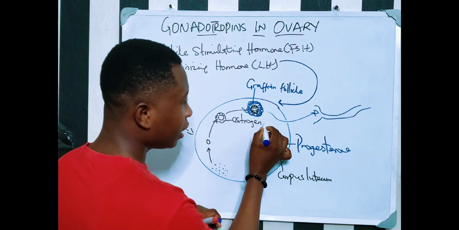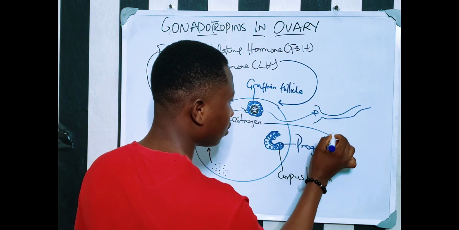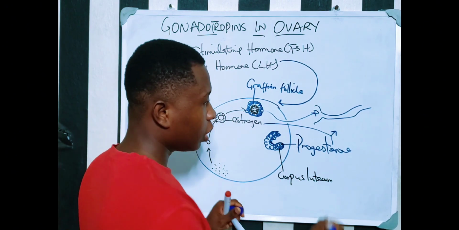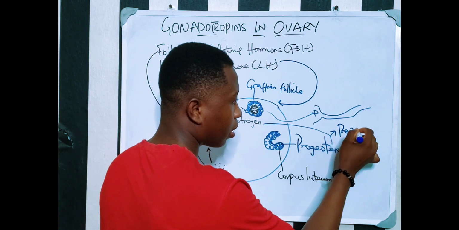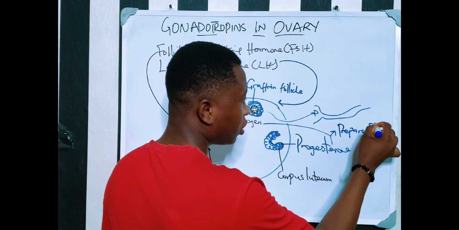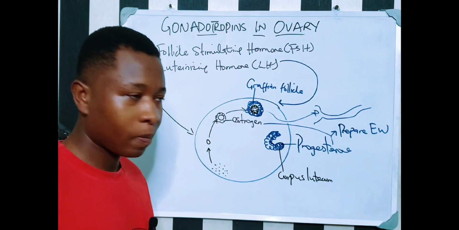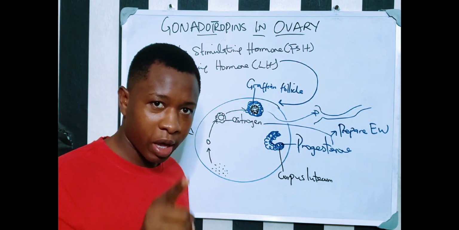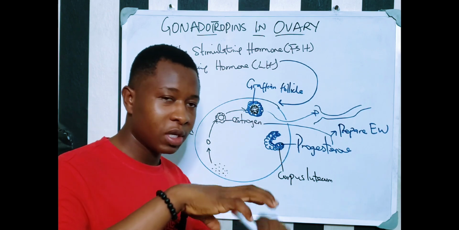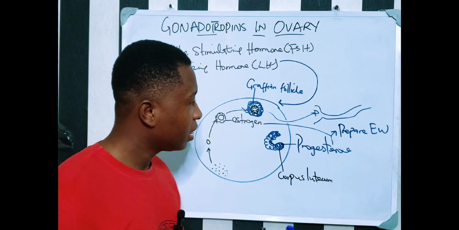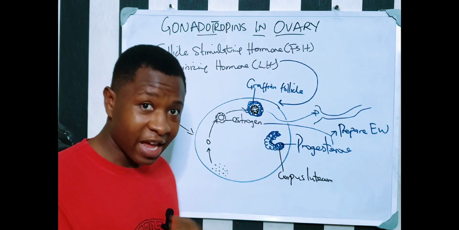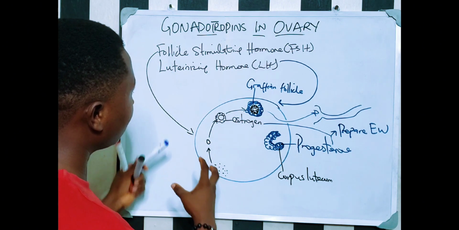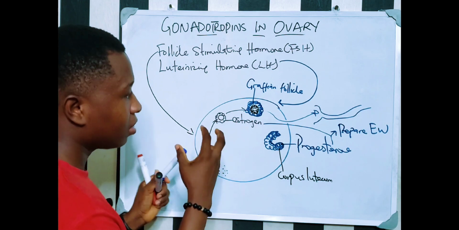Now, the estrogen and the progesterone perform similar functions. And what is their function? It is to prepare the endometrial wall. These hormones go down to the uterine wall and begin to prepare, thickening the wall lining, preparing it to receive the zygote. So this is what the gonadotropins do in the ovary.